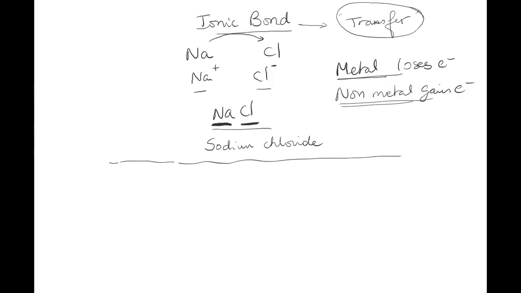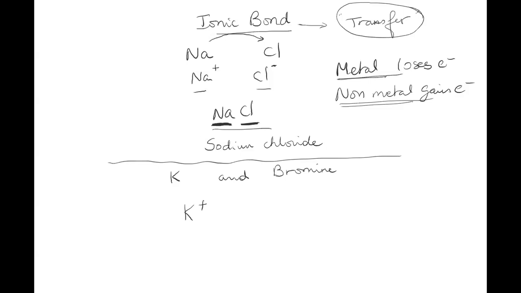Let's take a look at another simple example, the bond that forms between potassium, which we know is a metal, and bromine, which is a nonmetal. Let's take a look at the table. Potassium is in group 1A, so we know that potassium likes to lose one electron. It's going to form an ion with a +1 charge. Bromine is an element in group 7A. Again, it's a halogen. It loves to gain one electron.